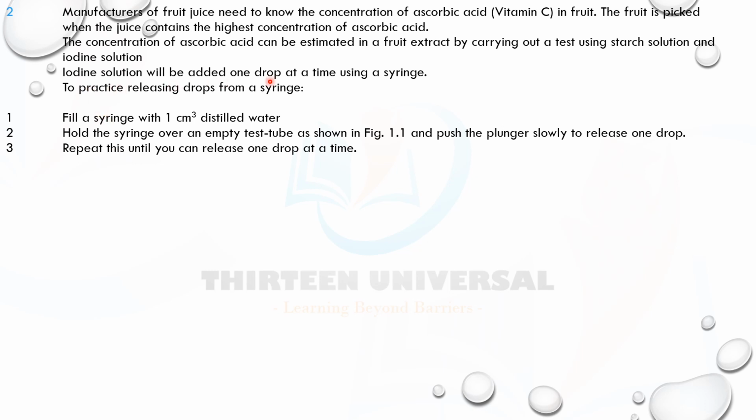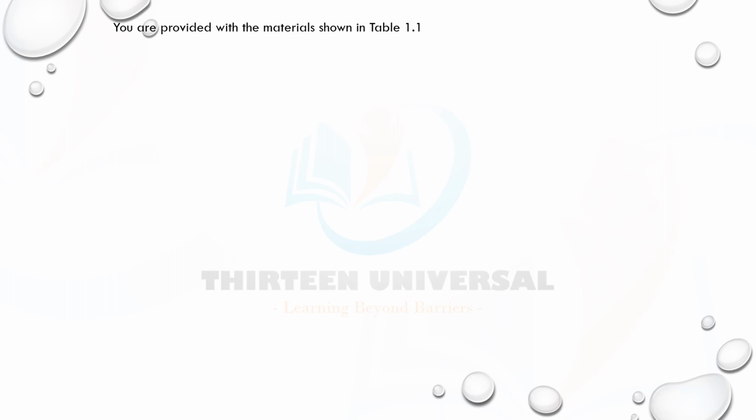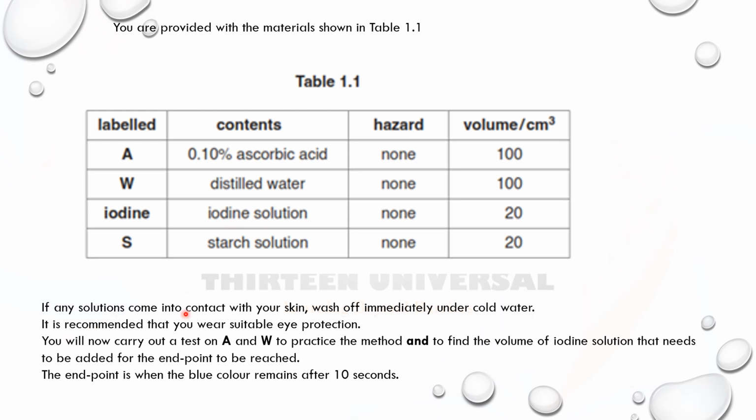Iodine solution will be added 1 drop at a time using a syringe. To practice releasing drops from a syringe, fill a syringe with 1 cm cube of still water. Hold the syringe over an empty test tube as shown in the figure and push the plunger to release. So you have to practice and repeat this until you can release it. Now you are provided with materials shown in table 1.1. Like I told you, you must look at the bench and see what is there. There's no hazard here. So A is ascorbic acid, then distilled water and iodine. If any solution comes in contact with your skin, wash off immediately under cold water. It is recommended that you wear suitable eye protection.